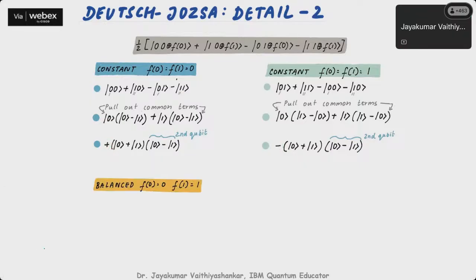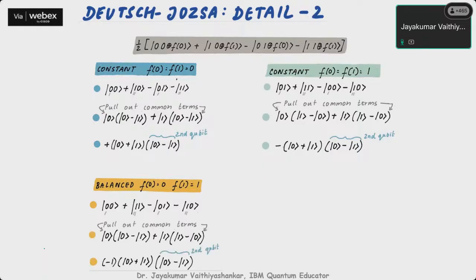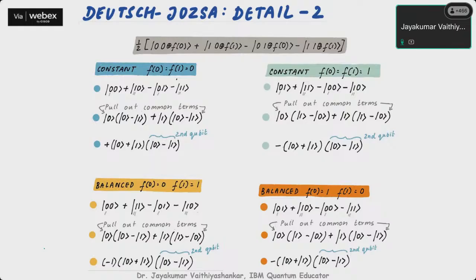Next, for balanced, you'll have minus 1. For the other balanced, you'll have minus. So some changes are there, and you need to notice the change. For constant 0, you'll have positive. For constant 1, you'll have negative. For balanced, you'll have minus 1. For the other balanced, you have just a minus sign.